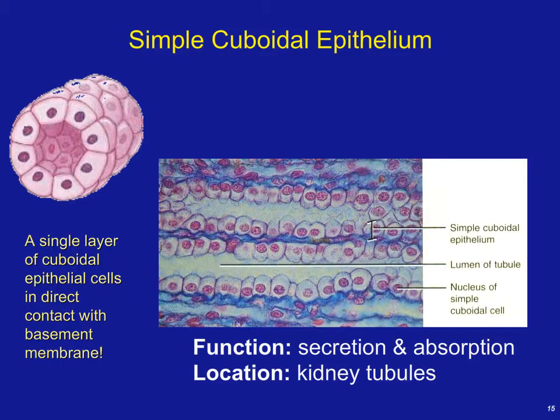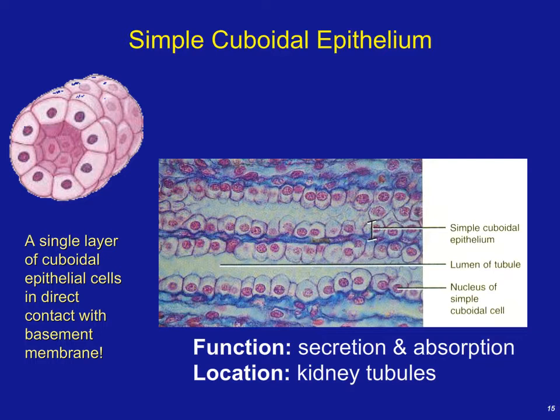Our next epithelial sample is something called simple cuboidal epithelium. Again, simple meaning one cell layer, and the cuboidal meaning that we have nice circular to cube-shaped cells. Again, they don't always look cube-shaped when you look through the microscope. Look at the picture at right.